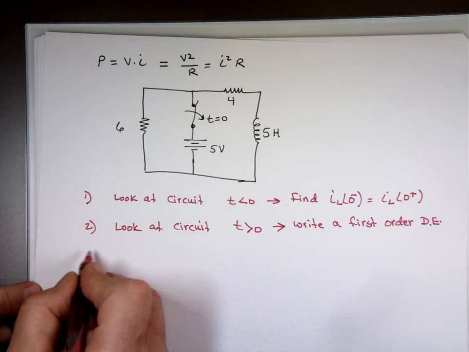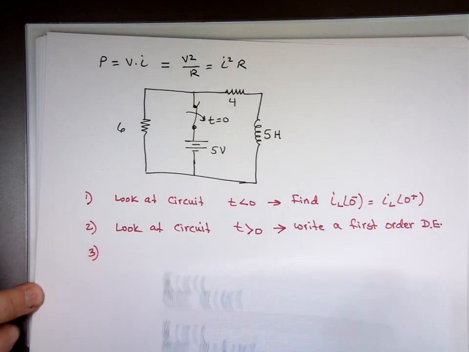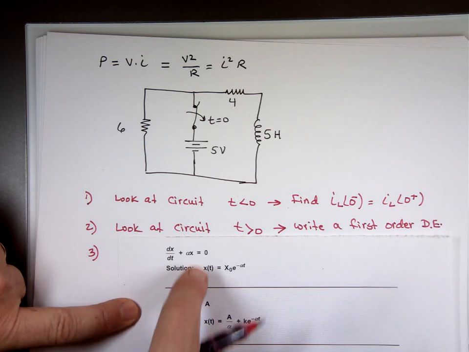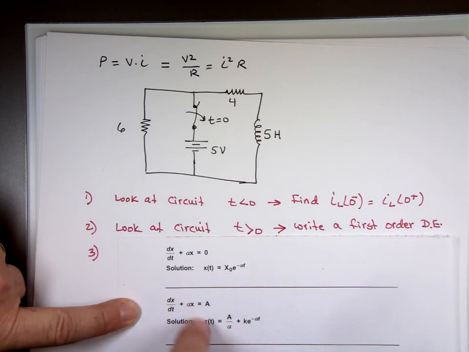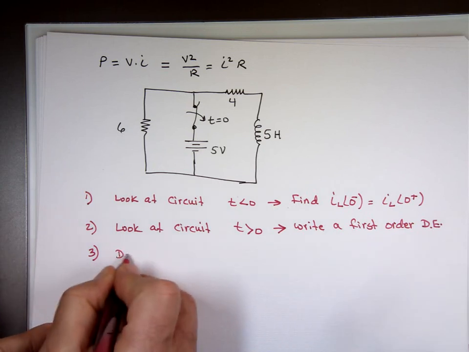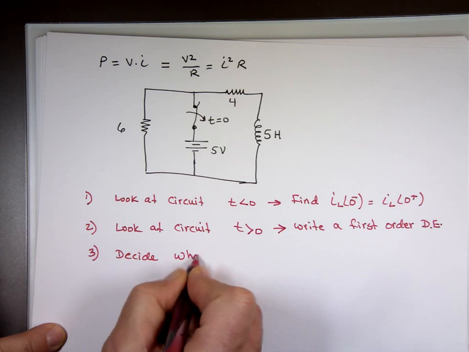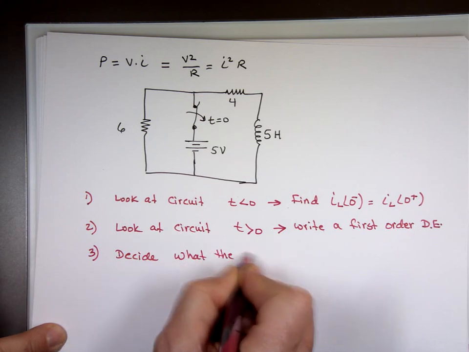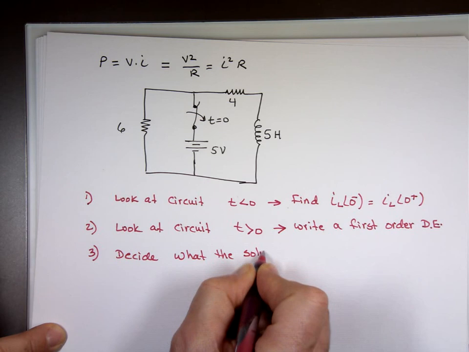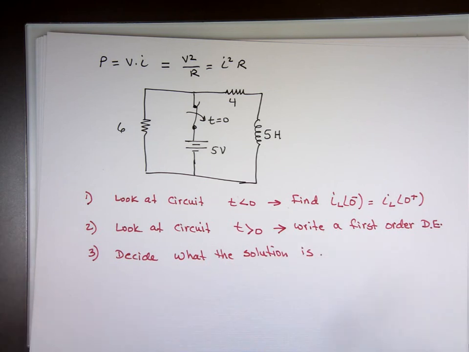Number 3, look at the handout, because if it looks like this, your answer is going to be this. If it looks like this, your answer is going to be that. You're given this on the test. Decide what the solution is. Which one of them? Is it the top or the bottom?